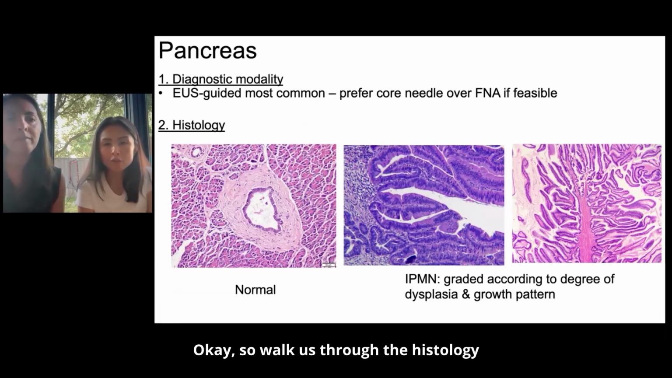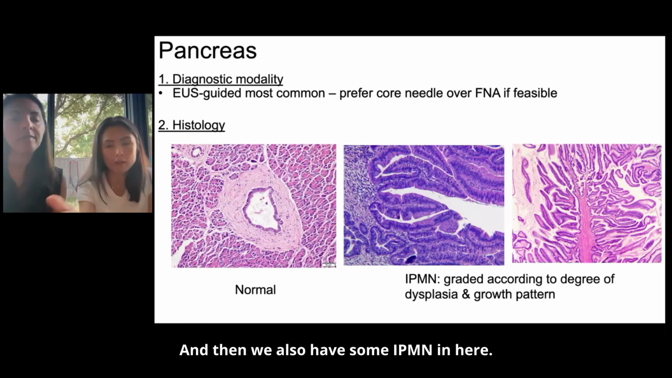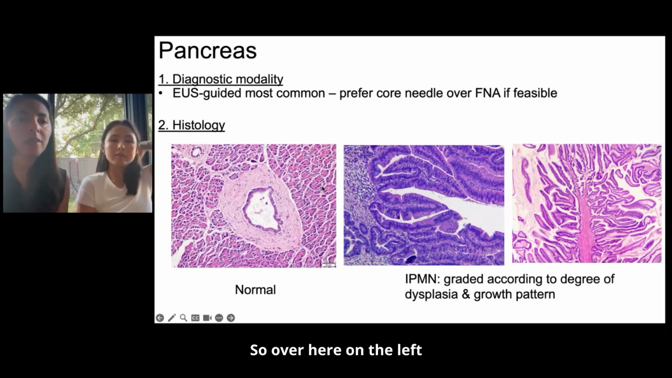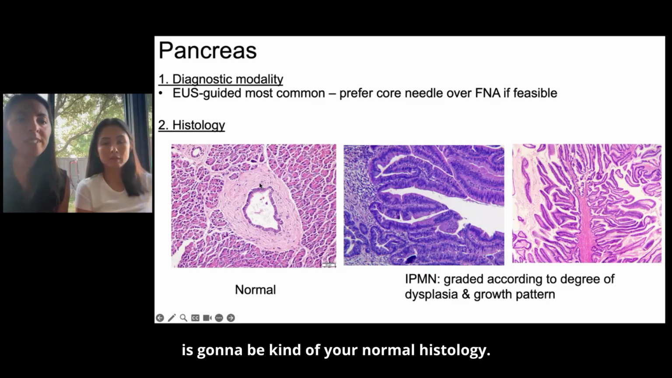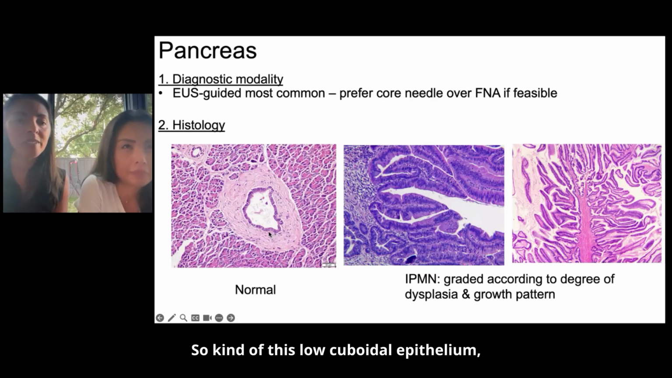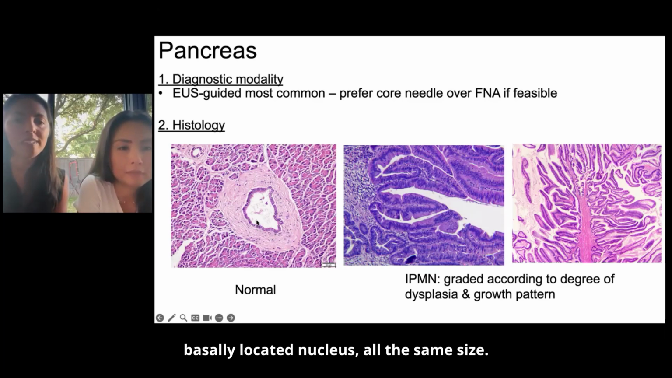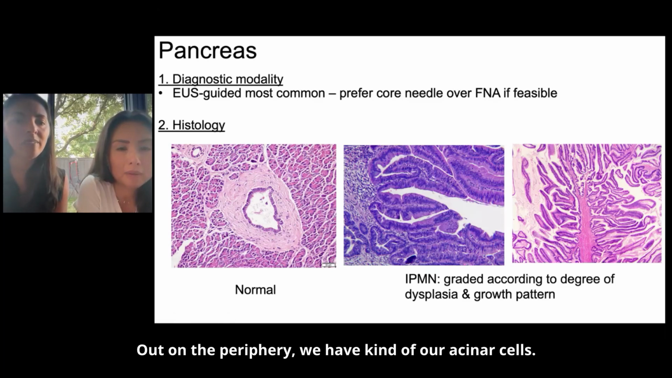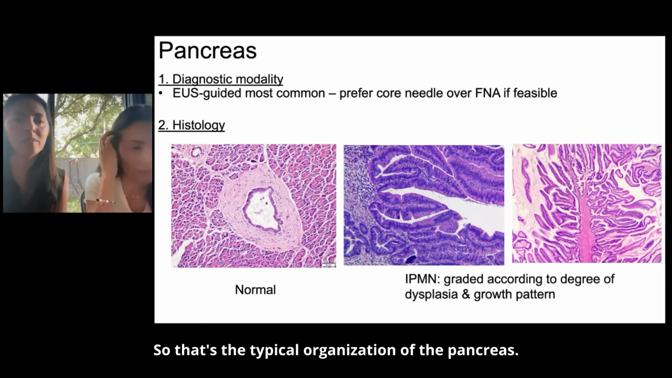Okay, so walk us through the histology that you see for normal, and then we also have some IPMN in here. Yeah, exactly. So over here on the left is going to be kind of your normal histology. Centrally, we have a nice normal pancreatic duct. It's going to be very similar to your bile duct: low cuboidal epithelium, basally located nucleus, all the same size. Out on the periphery, we have our acinar cells. So that's the typical organization of the pancreas.